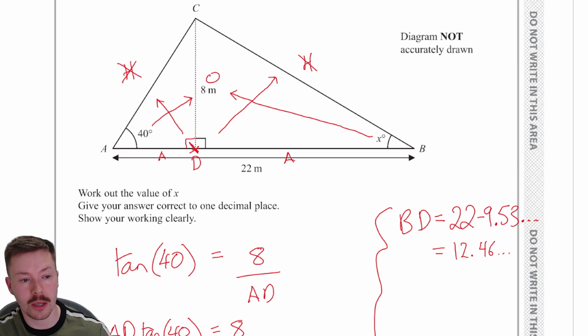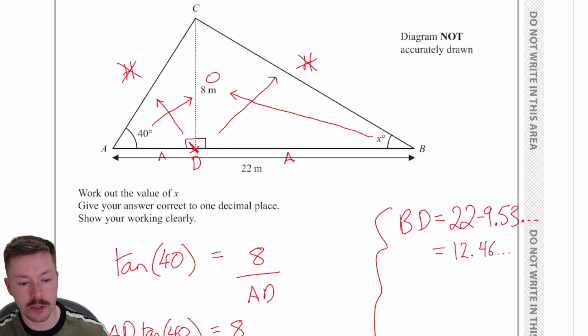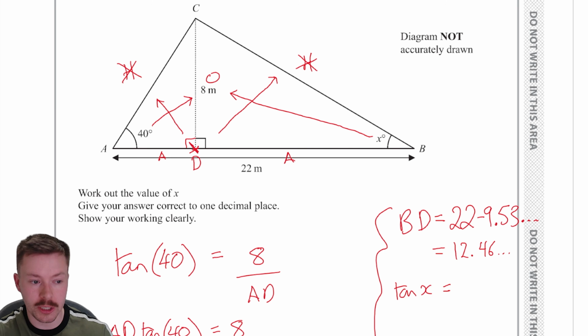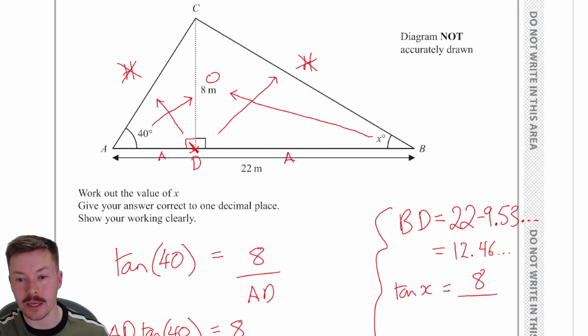Now again, I don't need the hypotenuse. I'm not trying to find that, and I'm not given it. So what I'm going to do is tan of X. Tan is equal to opposite over adjacent, so 8 over this 12.46 because that is BD.